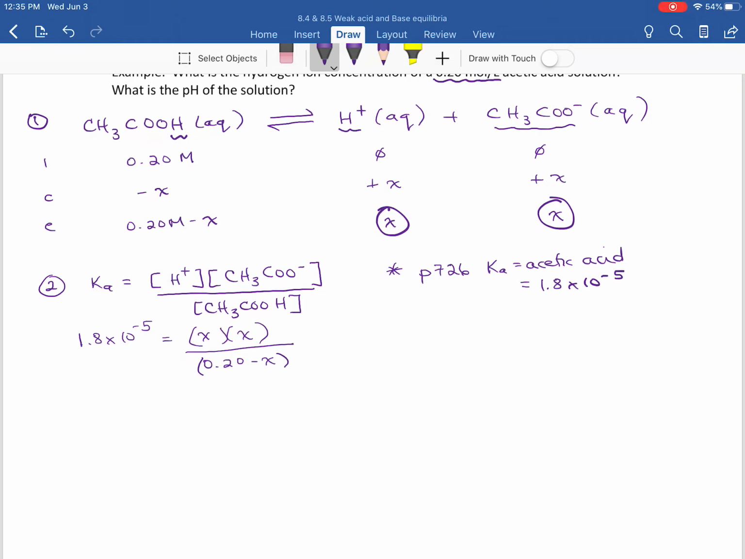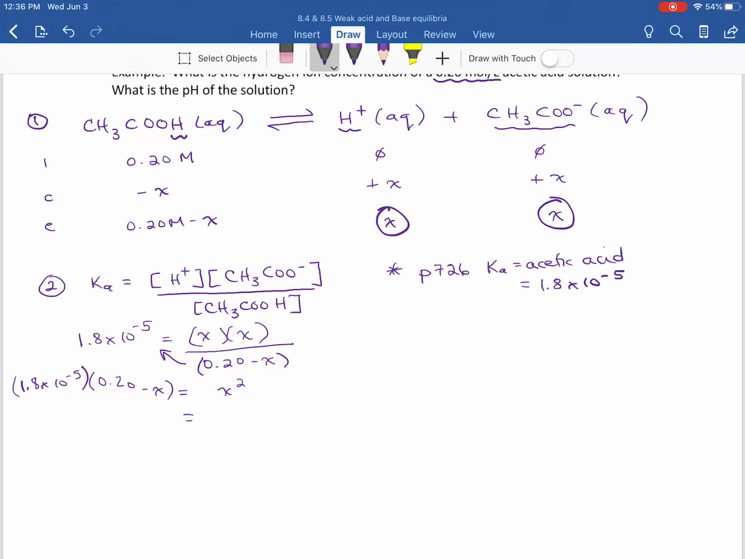Okay, because it's assumed. I'm going through this step by step. Just sit and enjoy the ride, okay? So, x squared, I've multiplied my two x's. I'm going to bring this up here. So it gives me 1.8 times 10 to the negative 5 multiplied by 0.20 minus x. Oh, I was a little bit high. That's okay. So let's FOIL this out.